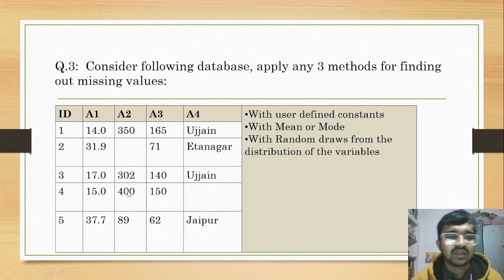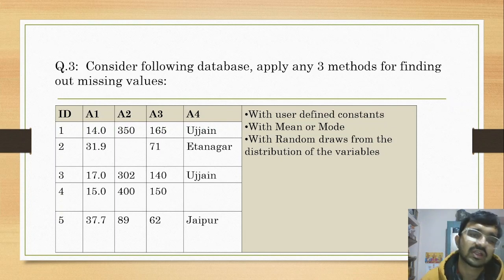So for example, we draw 400 and put it here to create a normal distribution, or in this we can take Itanagar or Jaipur, randomly drawn from these values, and put it here. This is our third method to handle the missing values. In this way, we can do this third question.